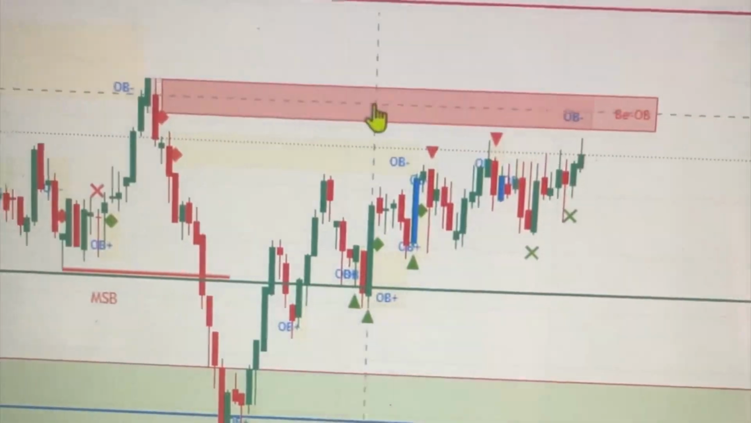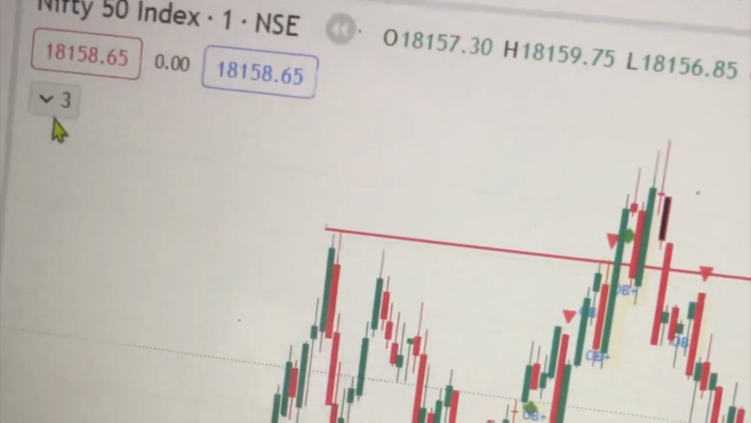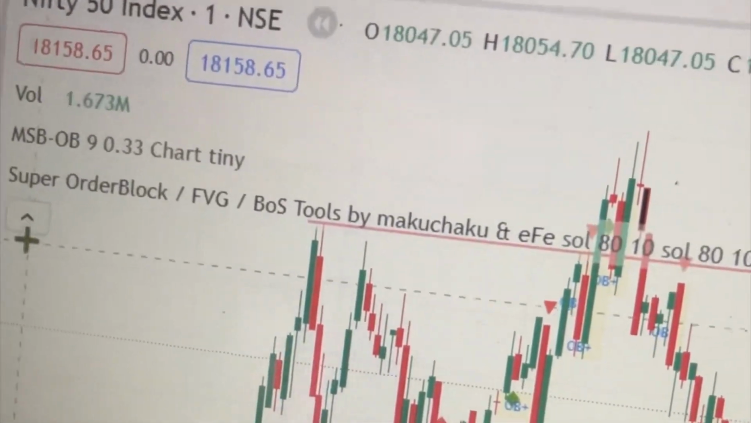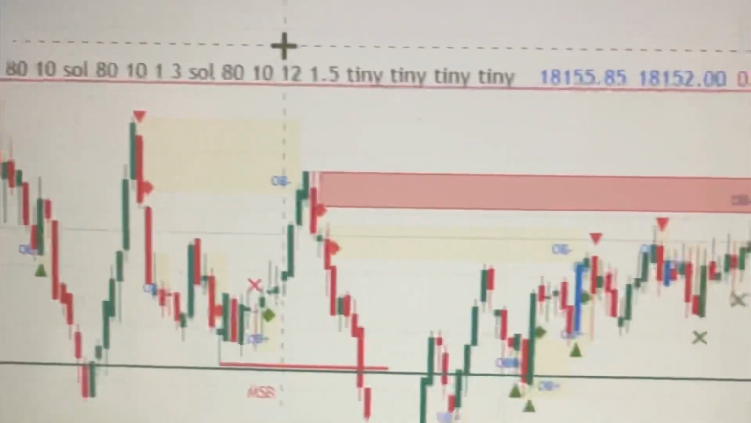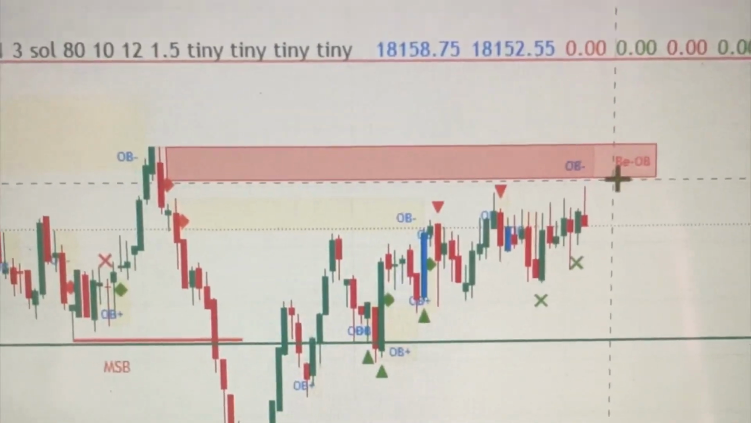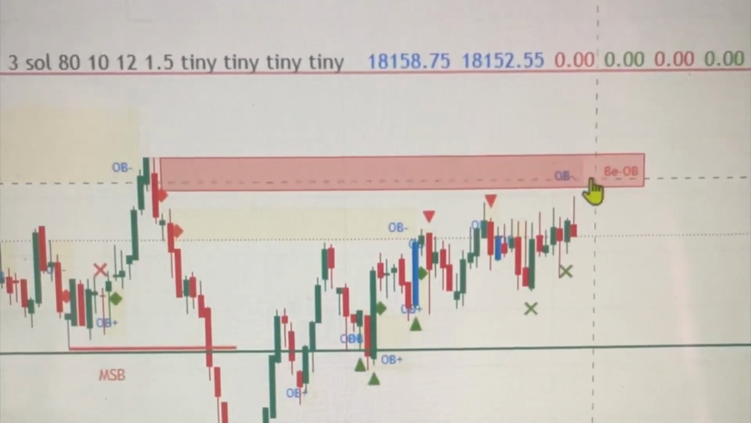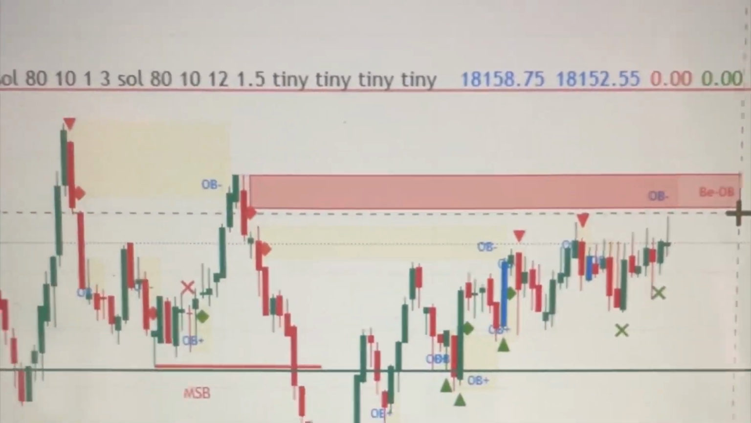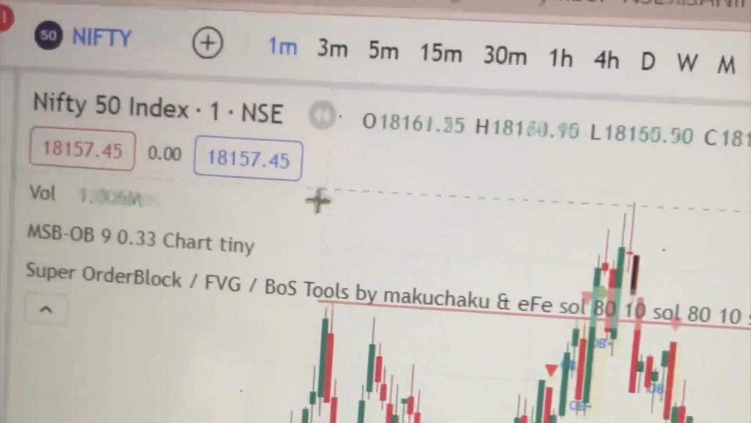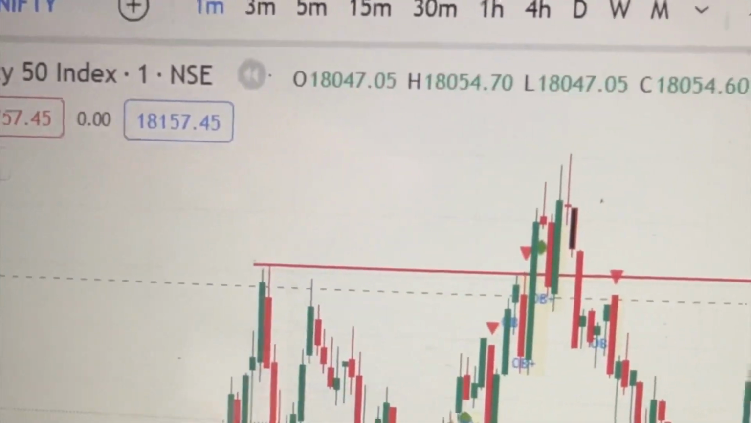Also, if you notice, price is coming up to mitigate this order block. This order block is created by this indicator already, market structure break. So this is a very good indicator for smart money concepts. This is very useful. Say for example, see, it almost touched it. When it touches this, it will become yellow. That's when I'll place the sell order. Until then, I won't place the sell order. This is a really good indicator.